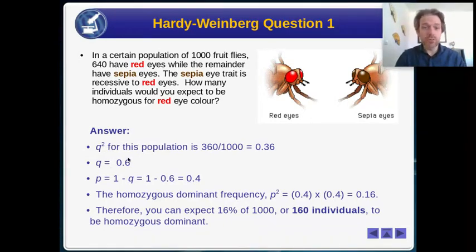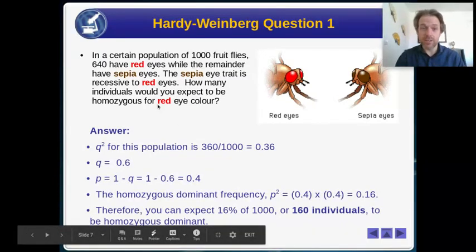We then square root to get q. We do, what 0.6 plus what will equal 1? What must p be? So p must be 0.4. Then we can do p squared, because we've been asked to find the homozygous red, homozygous dominant. p squared, 0.4 times 0.4, 0.16. Okay, so you get that.